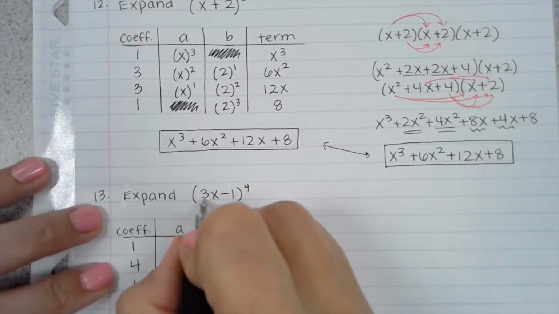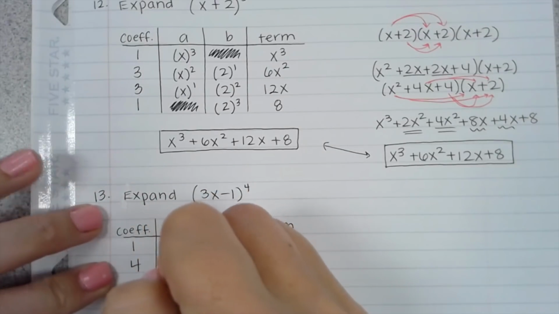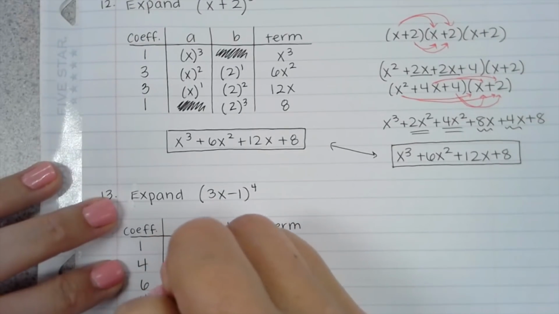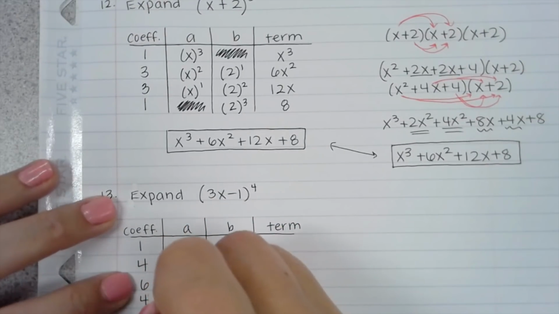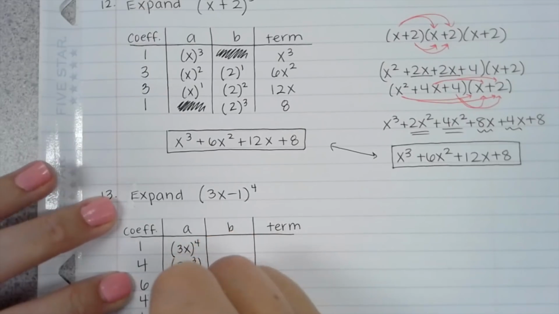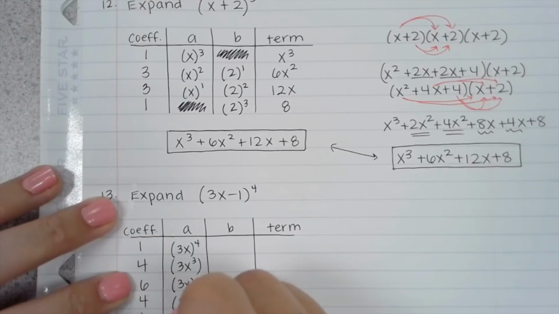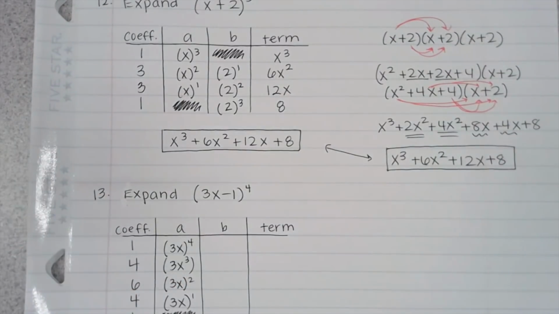My a term is the first part. So this is going to be 3x to the 4th. Don't forget the parentheses here because they do matter. And then 3x to the 3rd. And then 3x squared. And then 3x. And then this would be 3x to the 0 power. But again, you can just omit it.